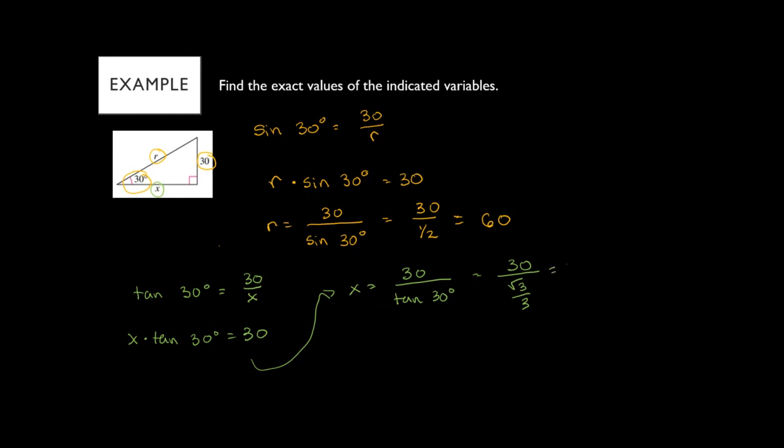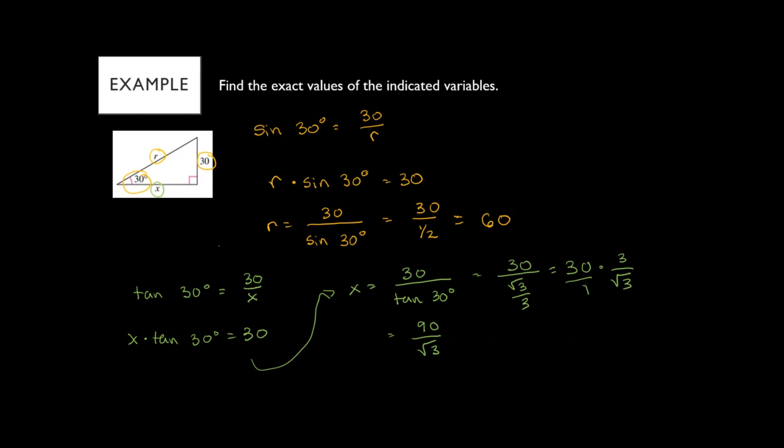And we're dividing by a fraction. That's the same thing as multiplying by the reciprocal. So that's the same thing as multiplying by 3 over the square root of 3. And so that's 30 times 3, and then 1 times the square root of 3. So we get 90 over the square root of 3.